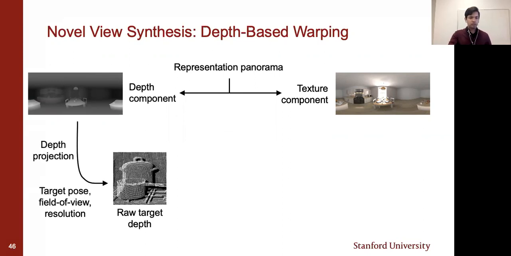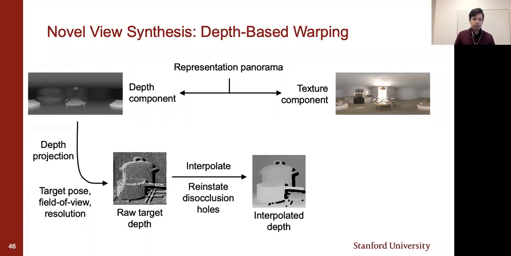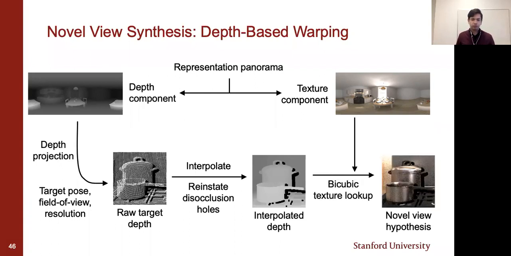We start with just the depth component, and knowing the target pose, field of view, and resolution, we can warp this depth onto the target viewport. Then we run a depth interpolation stage, at which point we get a smooth interpolated depth map for the output. Then for each pixel in this output depth map, we run these calculations backwards and figure out where this point came from in the original texture panorama. And then we perform a bicubic texture lookup, and this gives us a hypothesis for what the novel view could look like.